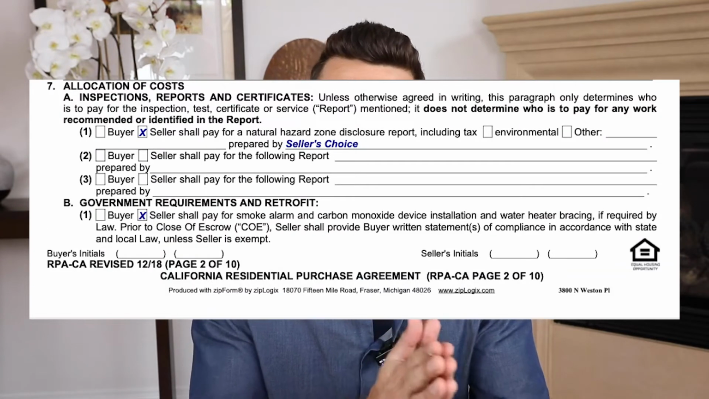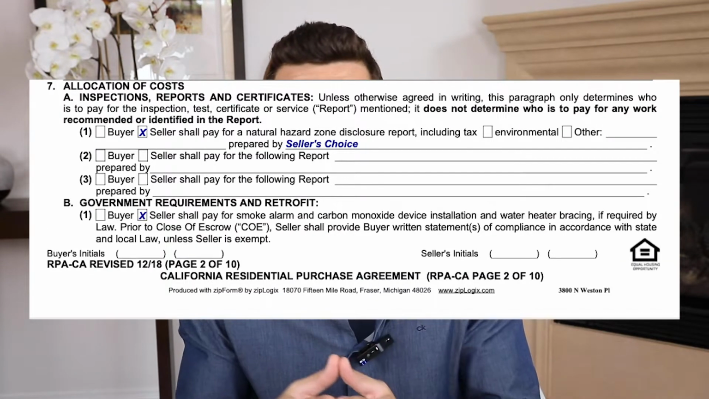Section 7 at the bottom of page 2 is where we start the section that is allocation of costs. And this is where you determine who pays for the natural hazard disclosure, certain reports like the termite report, inspection report, HOA docs, and things of that nature. And that section continues on to page 3.